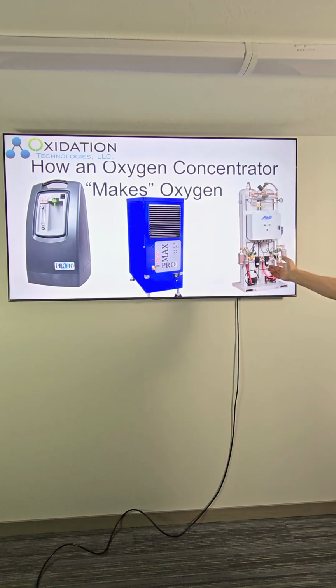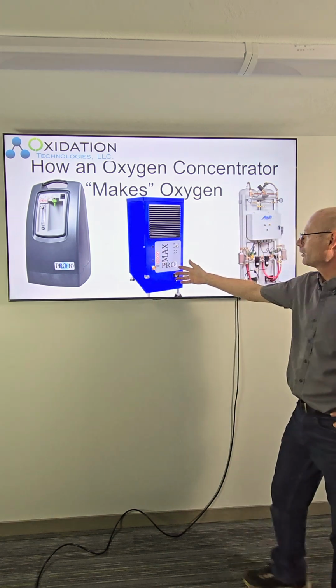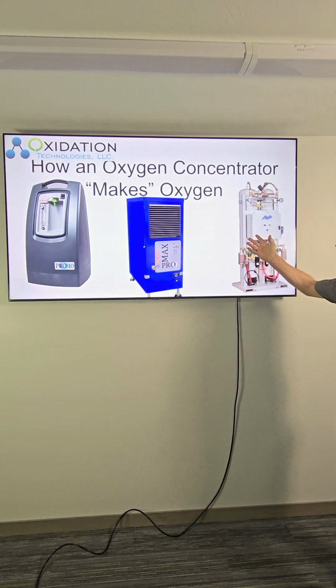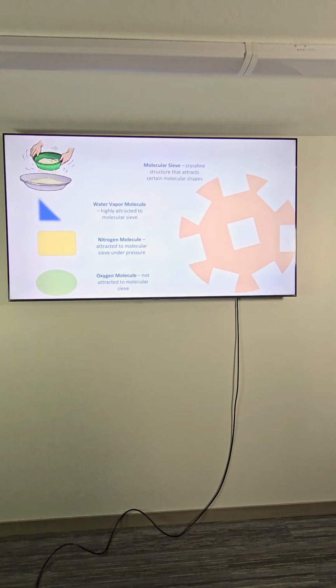Got a picture here of three different types of concentrators: smaller, a little bit bigger, and we have larger industrial type concentrators. They all work the same, and I want to explain a little bit what's going on inside of these.